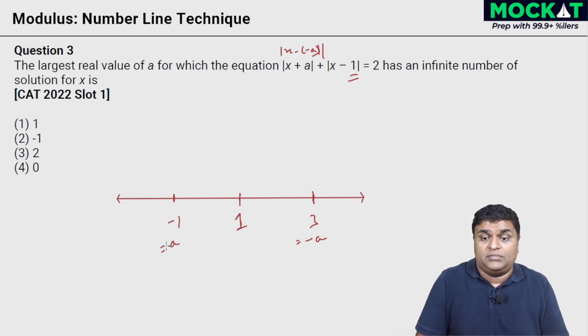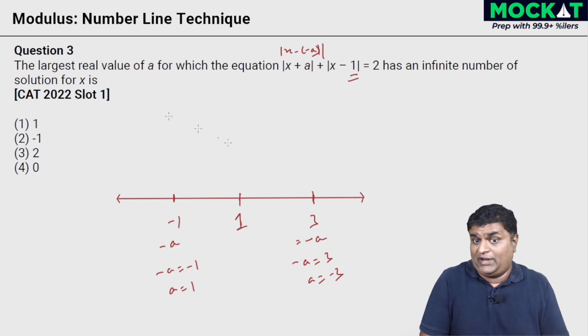So, which is minus A, once again, right? Let's not make a mistake. Distance of x from minus A. So if minus A is equal to minus 1, then A equals 1. If minus A equals 3, then A is minus 3. What are they asking? They're asking us for the largest real value of A. Between 1 and minus 3, the largest real value over here is plus 1.